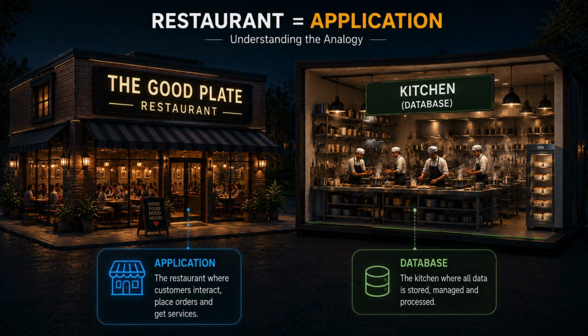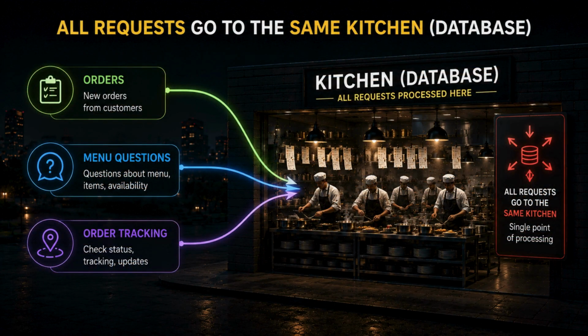Imagine this restaurant is your application and the kitchen is your database. Every single request goes through this kitchen. When customers place food orders, the kitchen processes them. When customers ask questions like what's on the menu, where is my order, do you still have pasta available, the kitchen handles those too. This is similar to a traditional database setup.